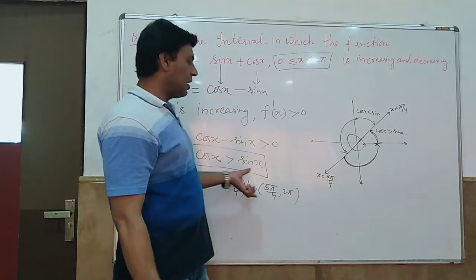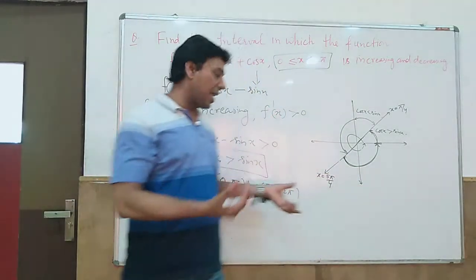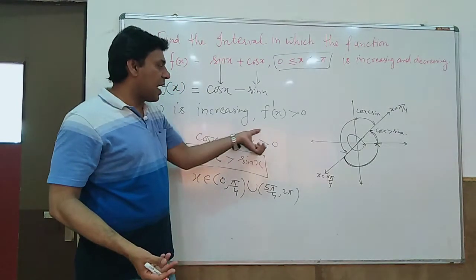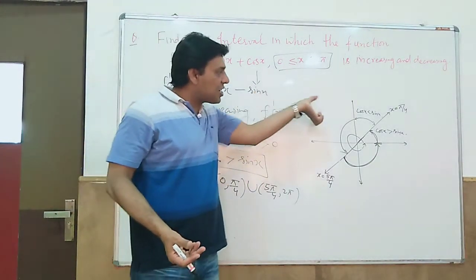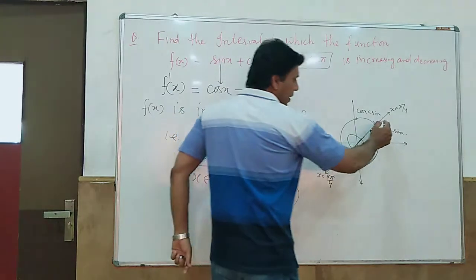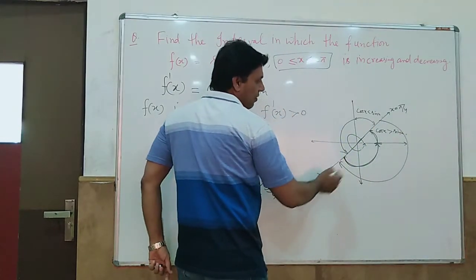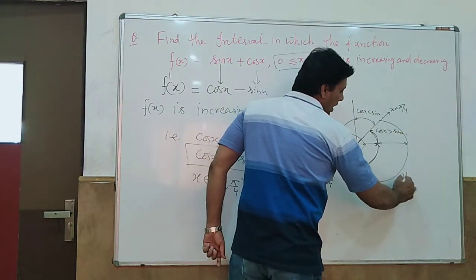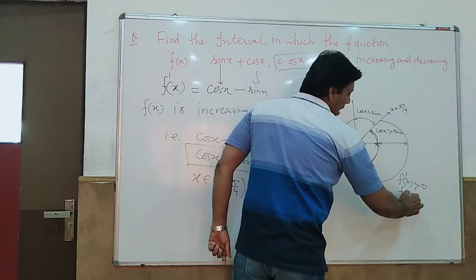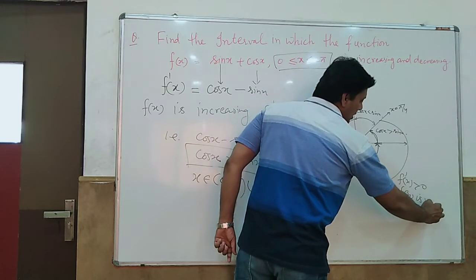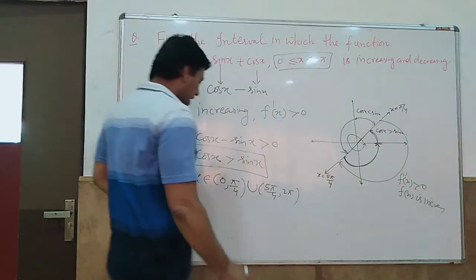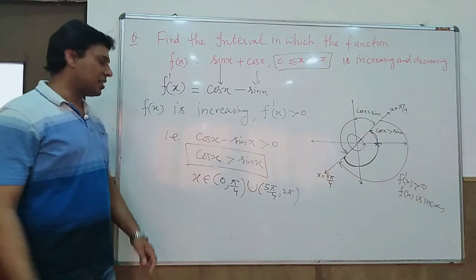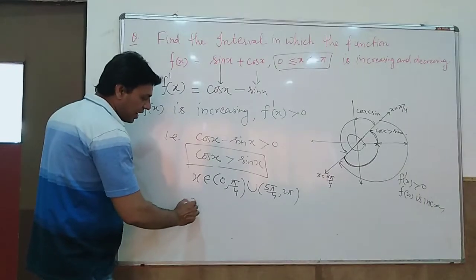Because this is the interval where cos x is greater than sin x and cos x minus sin x is positive, that is f dash x is positive. It means that in this whole interval f dash x is greater than 0, that is f(x) is increasing. In this interval the function is increasing.